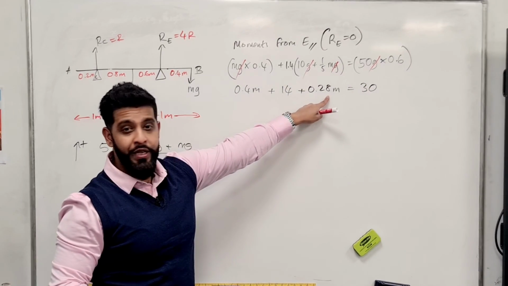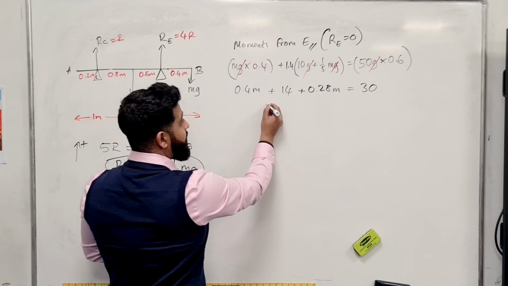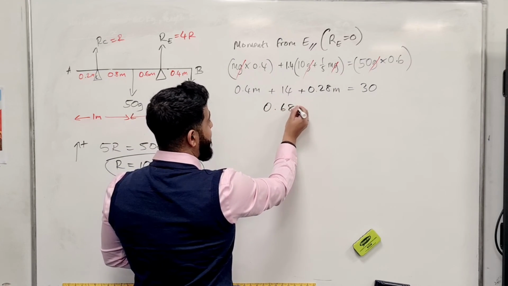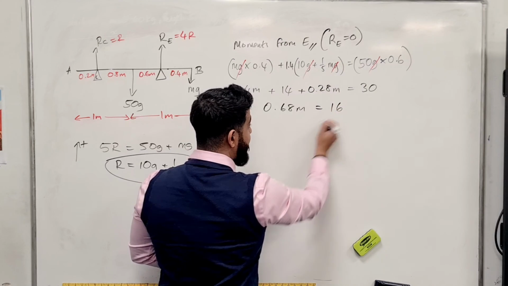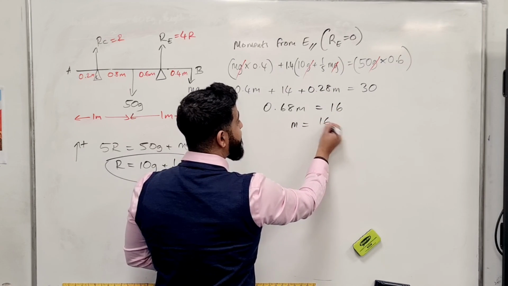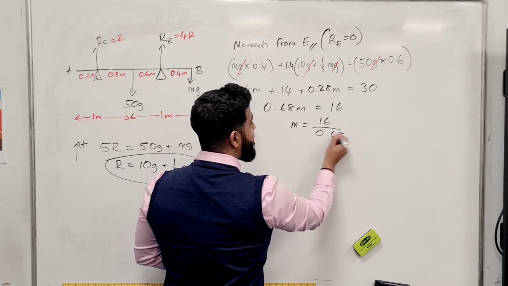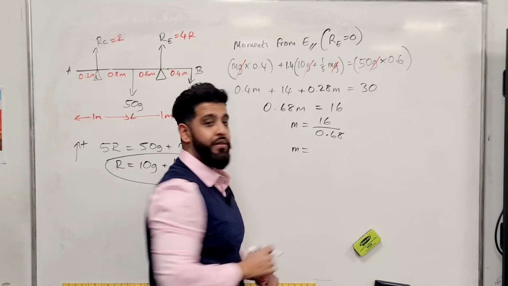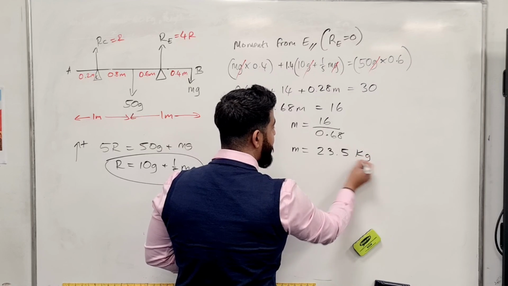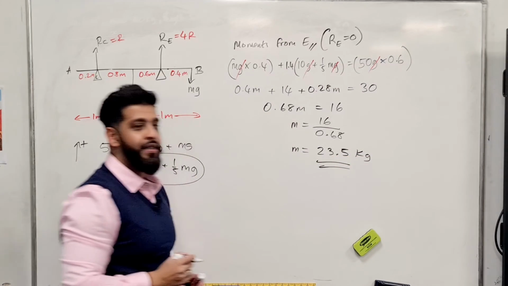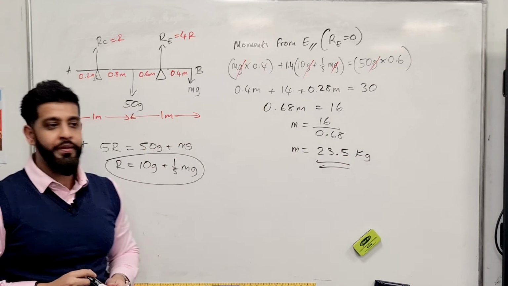Add the two m's together. So we get 0.68 m. Take the 14 to the other side, we get 16. And therefore m would be equal to 16 divided by 0.68. So what's the answer there, please? And the answer for m is 23.5 kilograms. And that solves part B.